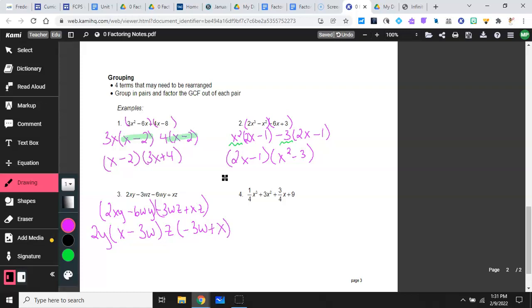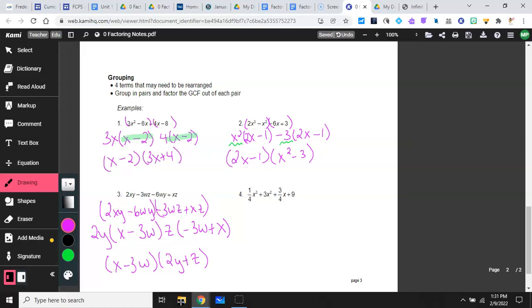X minus 3w and negative 3w plus x are exactly the same. The terms are just switched around. So that's going to be one of my factors. And then the 2y and the z in front of each of those is my other factor.